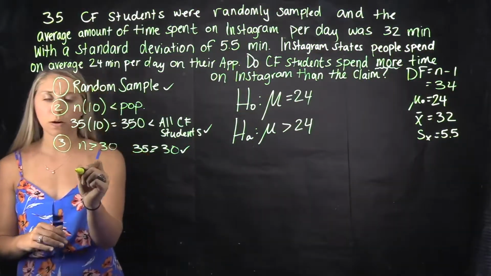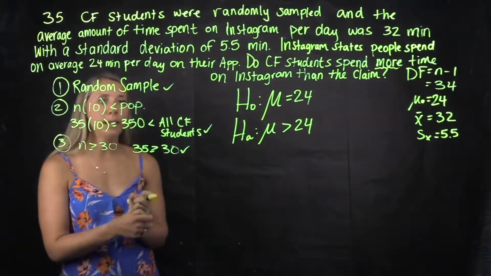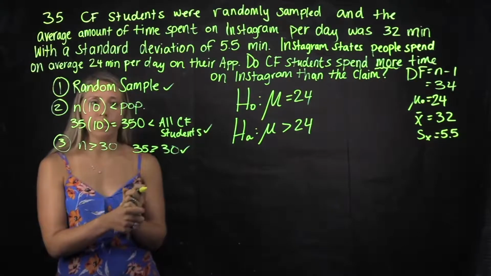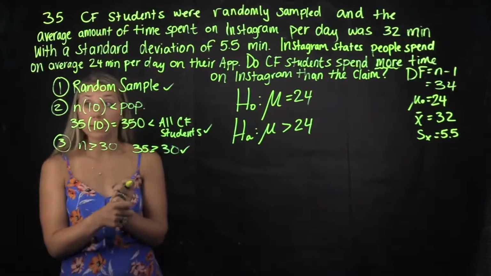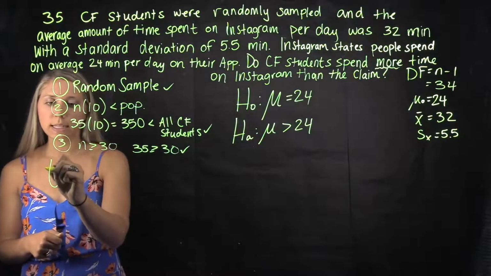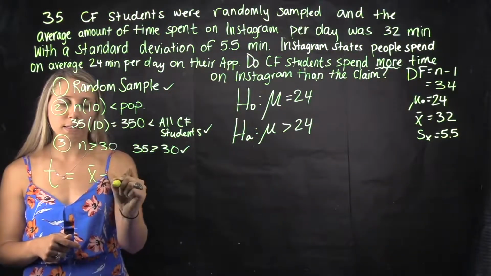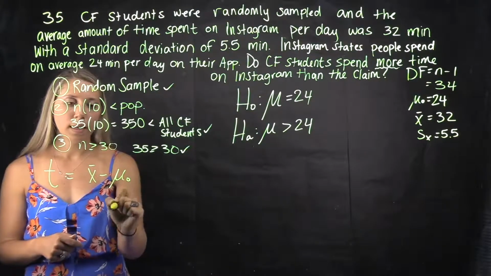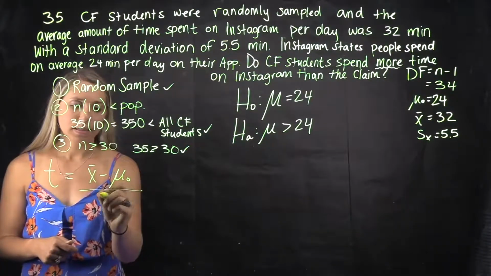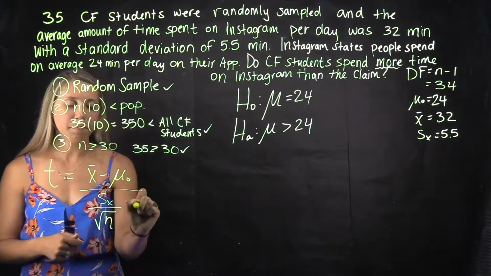Our t-score. Why we're using a t-score here is because we do not know the population standard deviation. We only know the sample standard deviation, so we can only go with t. So t equals statistic, which would be x bar, minus parameter, which would be mu naught, over standard error. So standard deviation over the square root of n.